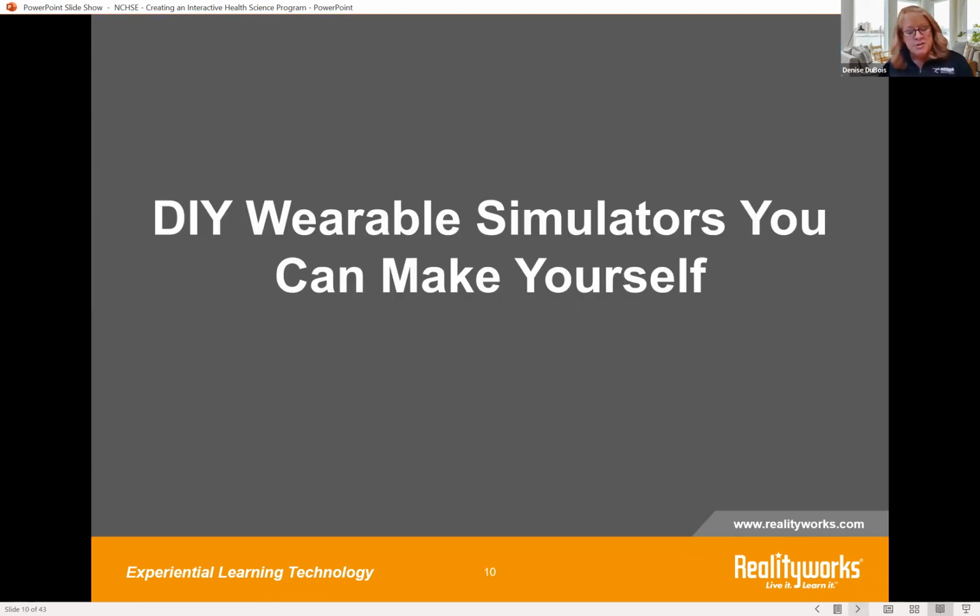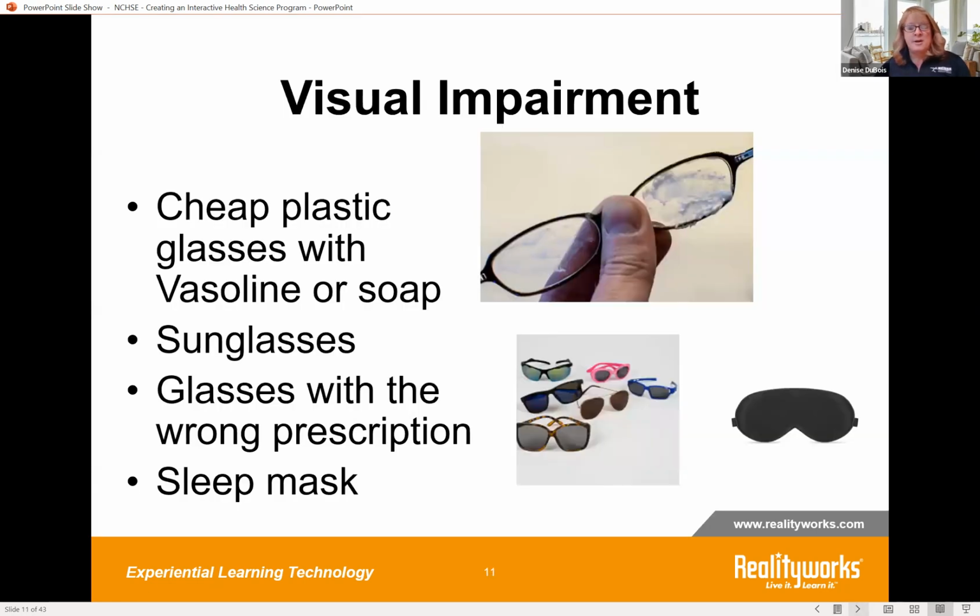So now we're going to share some ideas that we've created using low-cost DIY wearable simulators. And again, we hope that you find even one or two to try that might help make your class more interactive. So number one, visual impairment. And this is one of the easier ones. If you wish to have some kind of visual impairment, whether it be glaucoma, cataracts, and so forth, here are a few ideas that we recommend.